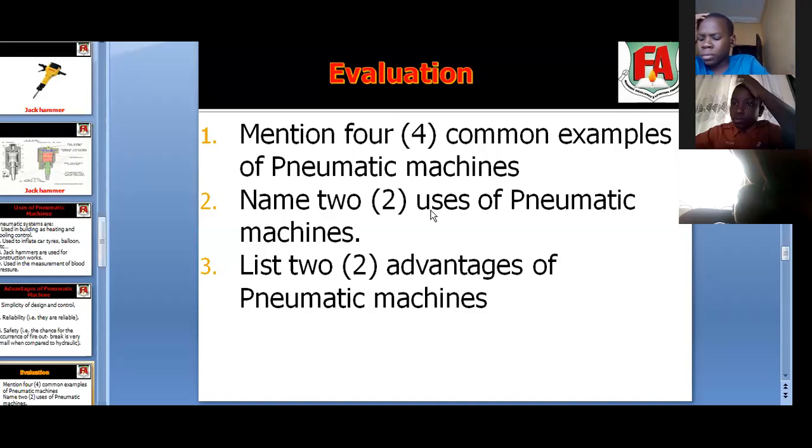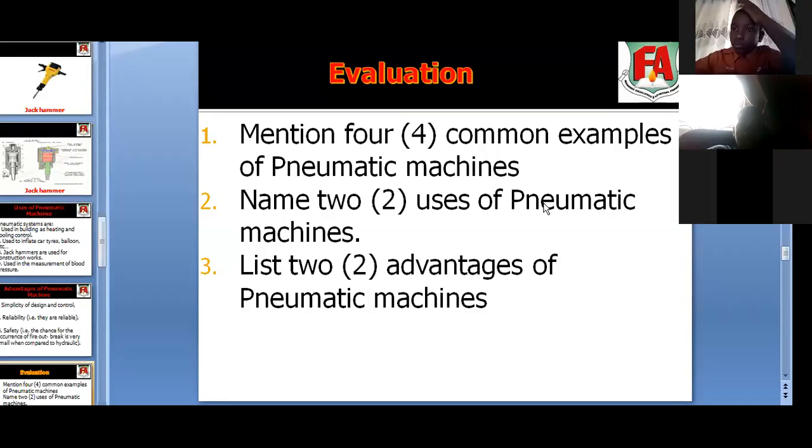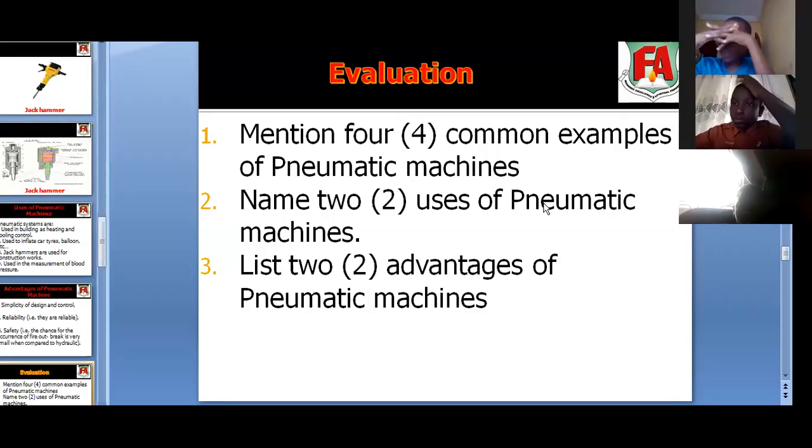Okay, let's go to question number 2. Name 2 uses of pneumatic machines. Unmute the sound of your device. Adam. Yes. It is used in building as a heating and cooling system. Yes. Cooling control. Any other one?